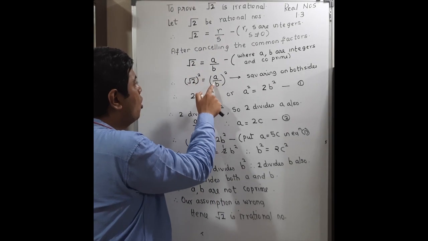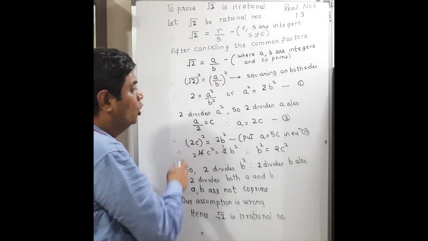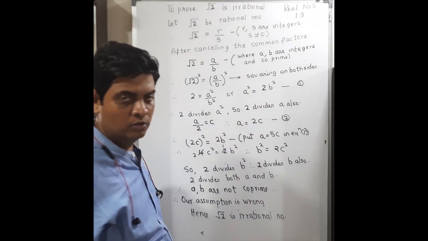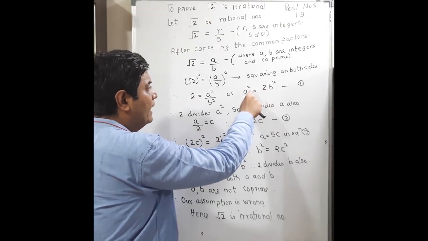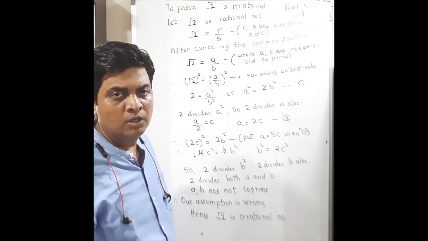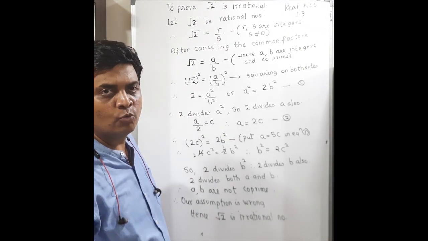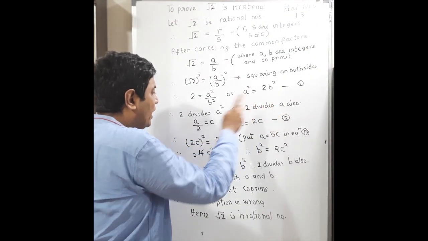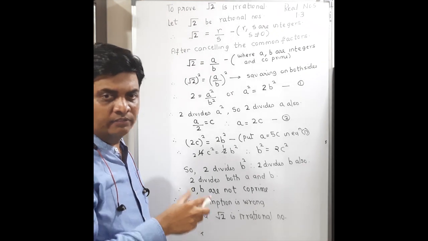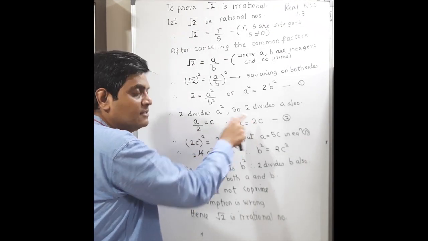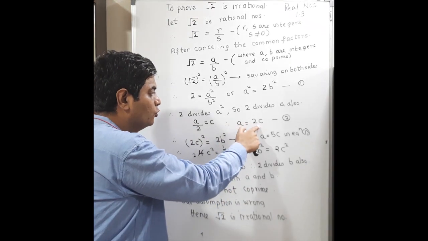So square root of 2 the whole square is a upon b the whole square. So 2 is equal to a square upon b square, or a square is equal to 2b square. So that means 2 can divide a square. If 2 can divide a square, we have a theorem that then 2 will divide a also. So 2 divides a also. If 2 is dividing a, then the answer should be an integer, and let that integer be c. So a is equal to 2c.